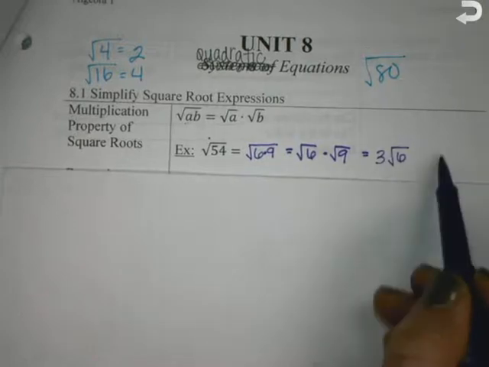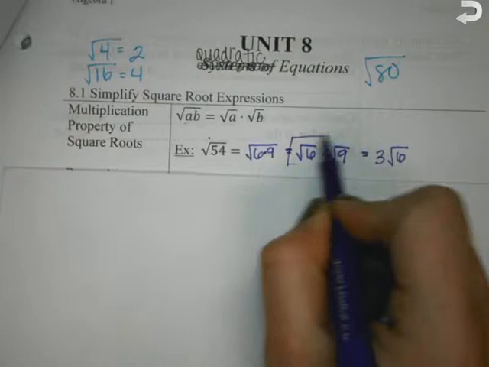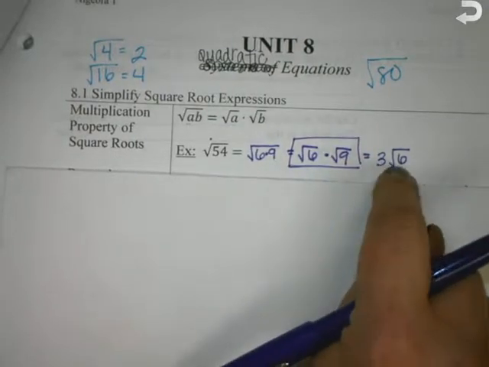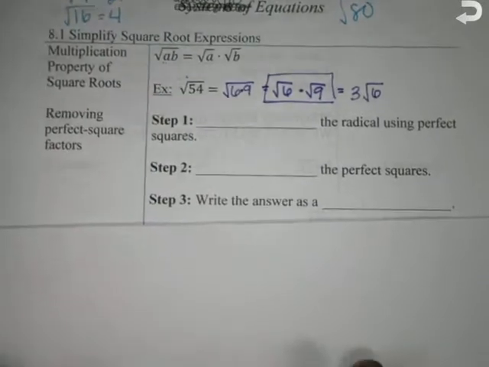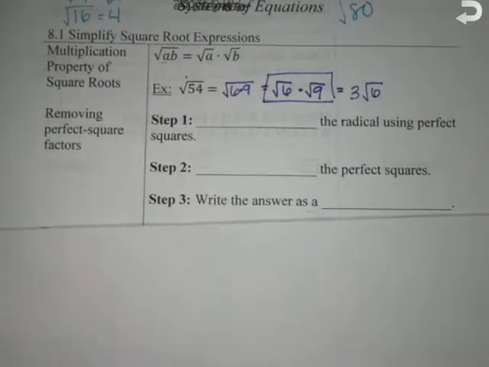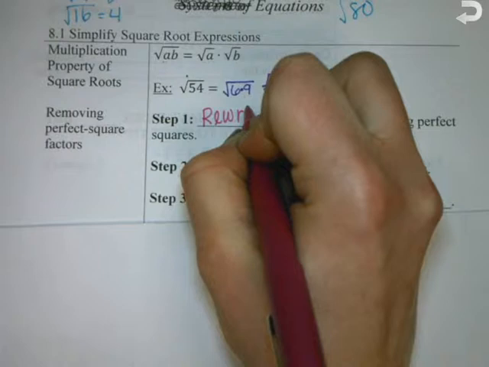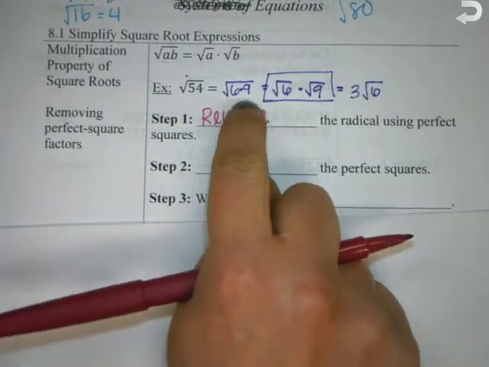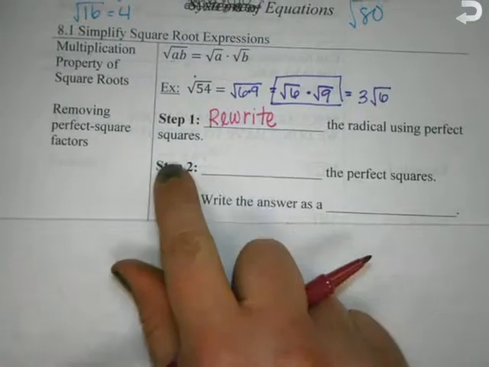This is what you need to realize right now, this part right here. Okay, we will do this part right now. So let's write down the steps first. Step 1. We want to rewrite the radical using as many perfect squares as possible. So notice how we were able to rewrite 54 using a 9, and 9 is a perfect square? So we want to first rewrite the radical using perfect squares, as many of them as we can.